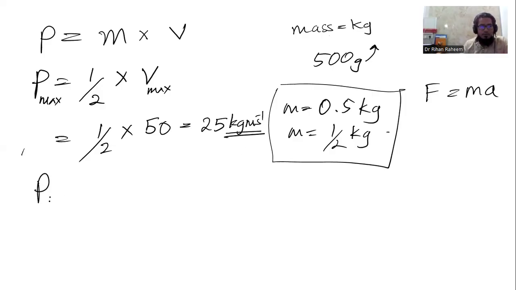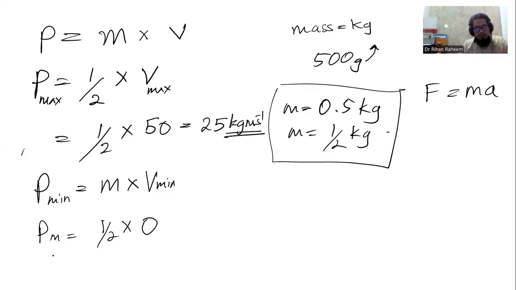Then minimum momentum, P minimum is equal to mass into minimum velocity. Minimum velocity is when the object reaches the top, 0. Anything multiplied by 0 is 0. So half into 0 is 0. P minimum is 0. If any answer is 0, you don't need to even put the unit. Are you all clear about it?